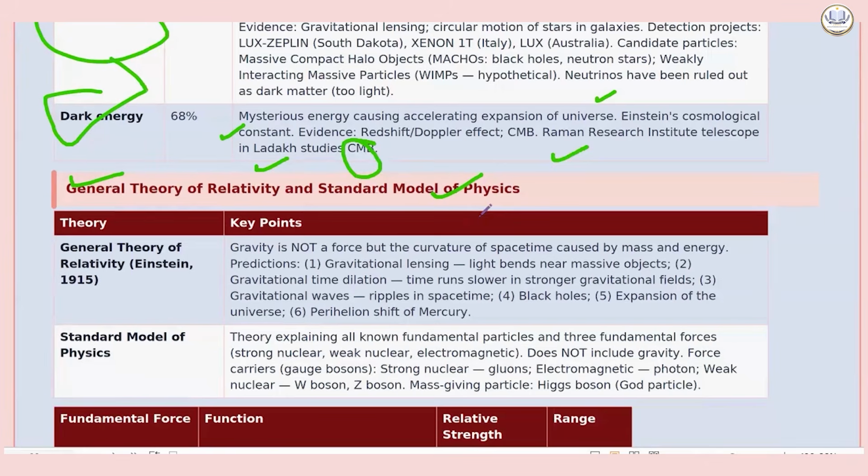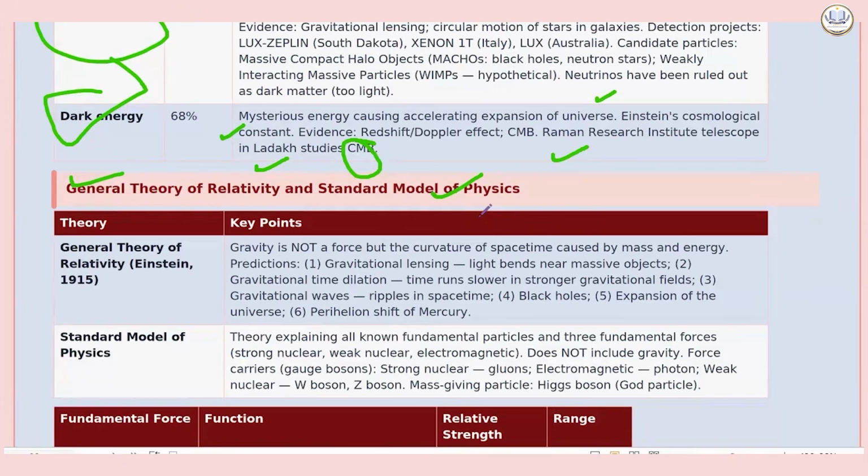Now you will say, sir, what is the difference between Newton's law and the general theory of relativity? Why was there a need for the general theory of relativity when Newtonian mechanics and everything existed before? Newton's law of universal gravitation says that gravity is a force between masses and works instantaneously in classical physics. However, general relativity says that gravity is the curvature of space-time caused by mass and energy.